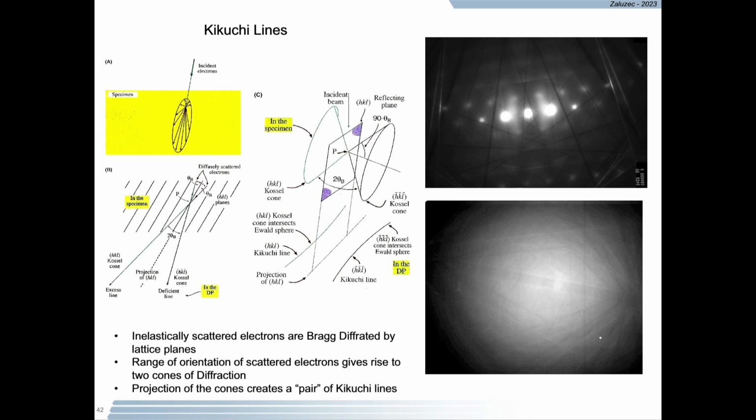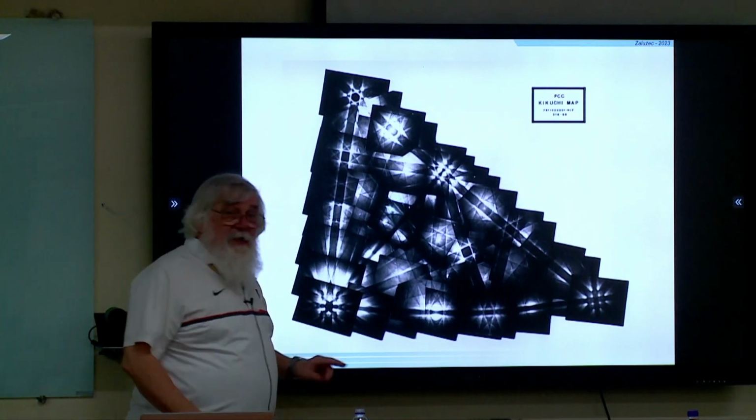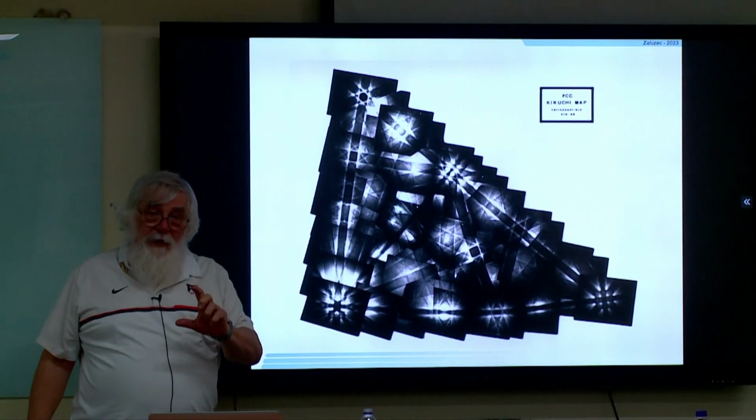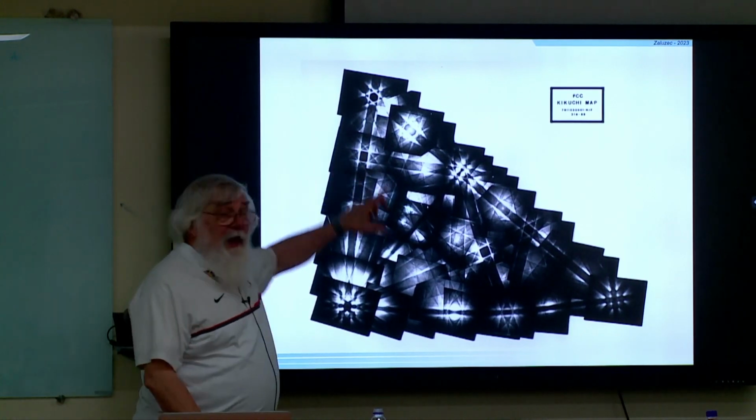These are very useful. They're very useful because for me, I use them as a roadmap. Okay? I'm going to show you now. This is a Kikuchi map. Okay? Something I created back in 1978. It's an experimental Kikuchi map. Each one of these squares is an individual diffraction pattern. So you say I took a lot.